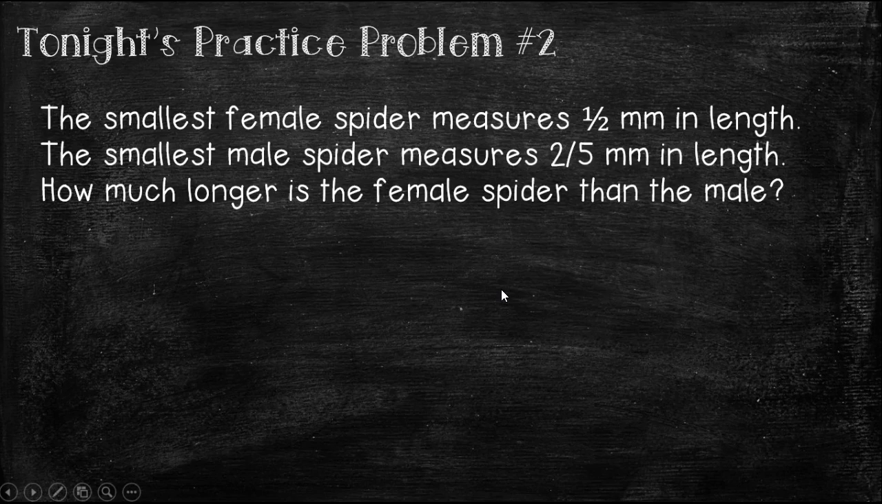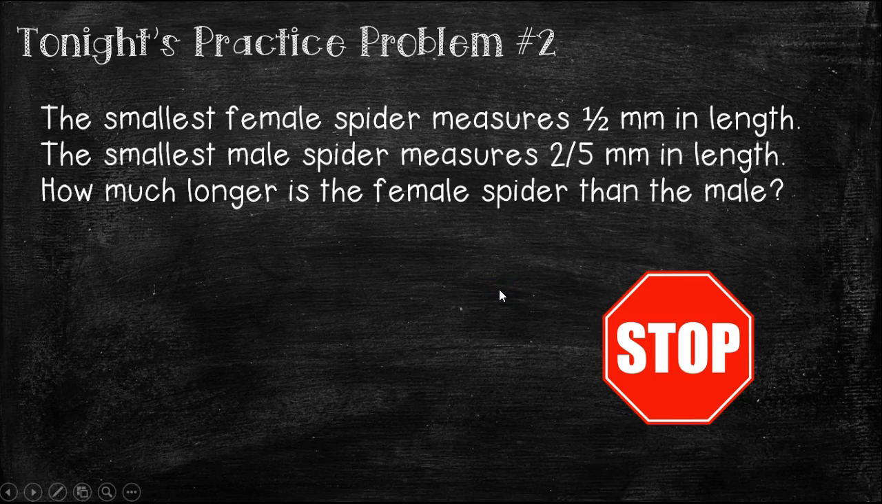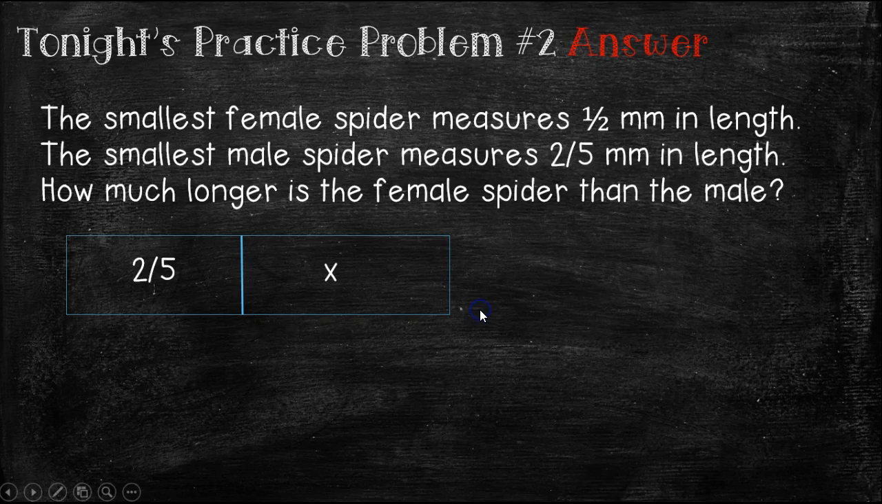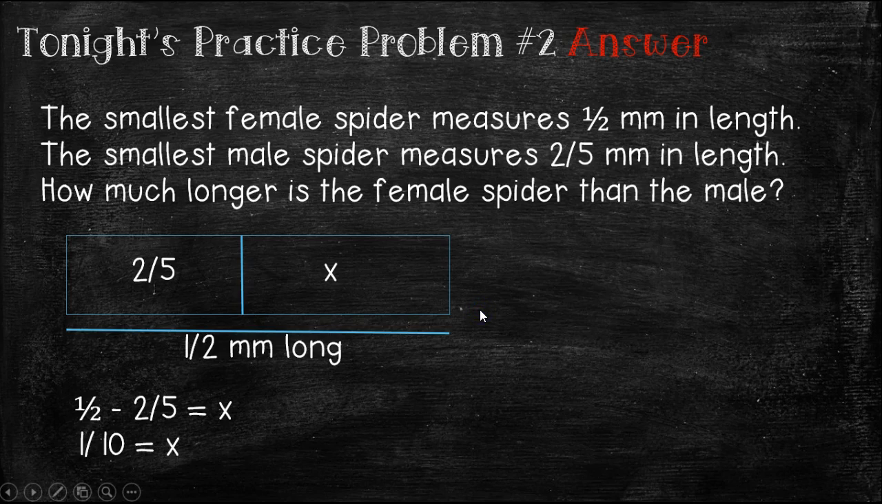Our next practice problem, number 2: the smallest female spider measures 1/2 millimeter in length. The smallest male spider measures 2/5 of a millimeter in length. How much longer is the female spider than the male? Go ahead and stop the video and come back when you're ready. Coming back in 5, 4, 3, 2, 1. This is what your bar diagram would look like. This would be your equation, and 1/10 is your answer.